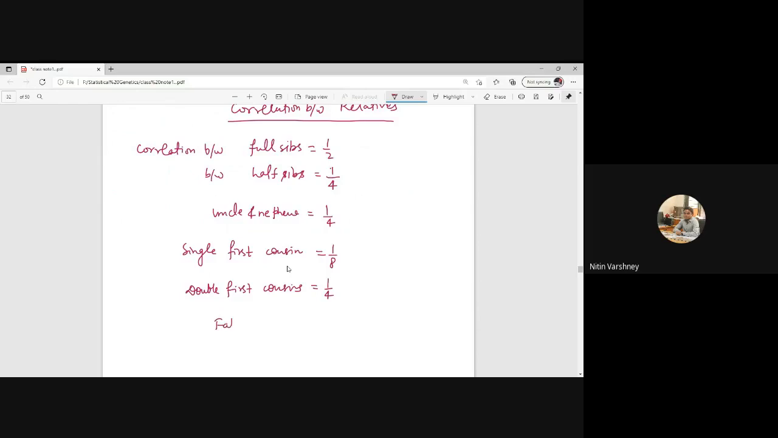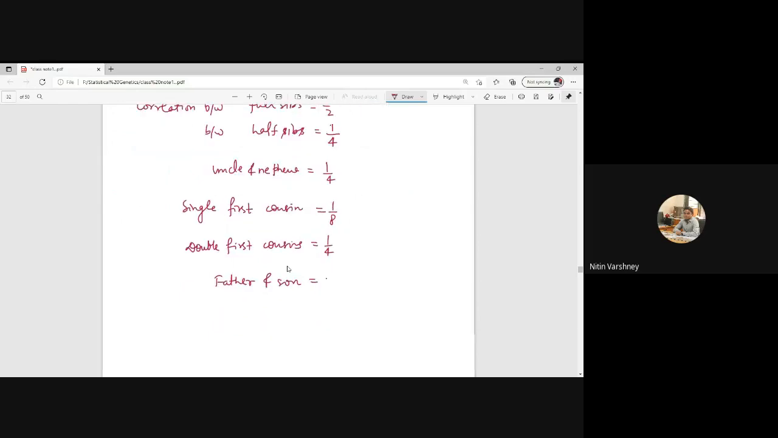Correlation between father and son, how much will it be? Common sense: 0. There is no correlation between father and son. For father and daughter it is 1/√2. Correlation between father and son is 0, father and daughter is 1/√2. Mother and son is 1/√2.